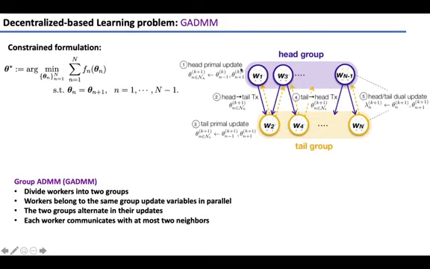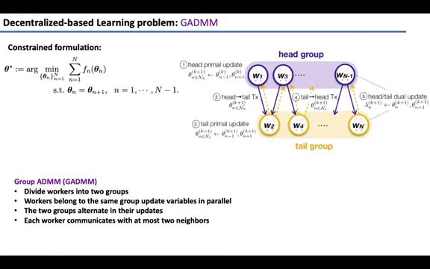So at iteration k plus 1, first thing, all workers in the head group update their models in parallel, since they do not have any joint constraints. After that, every worker in the head group broadcasts its updated model to its two neighbors from the tail group. Then every worker in the tail group will also update its model, and then it will share its model with its left and right neighbors from the head group.